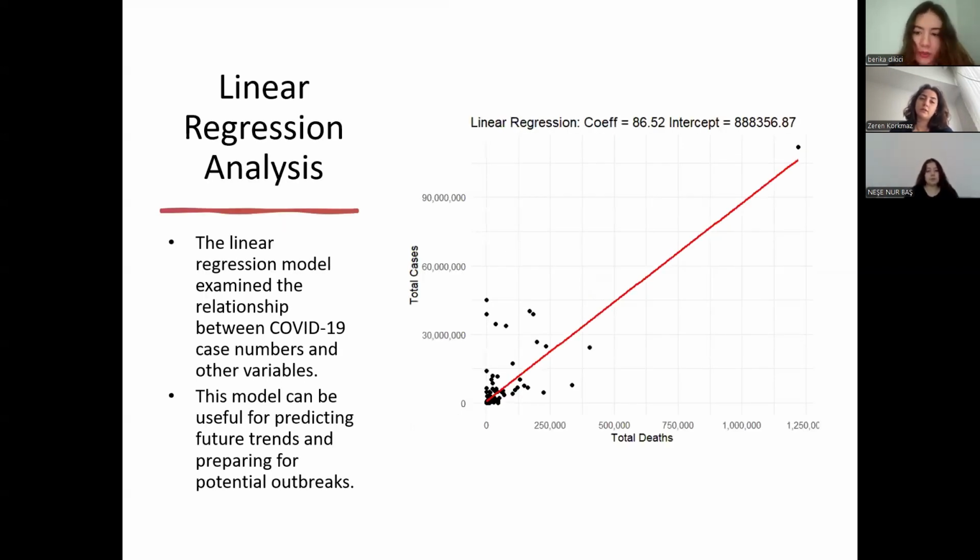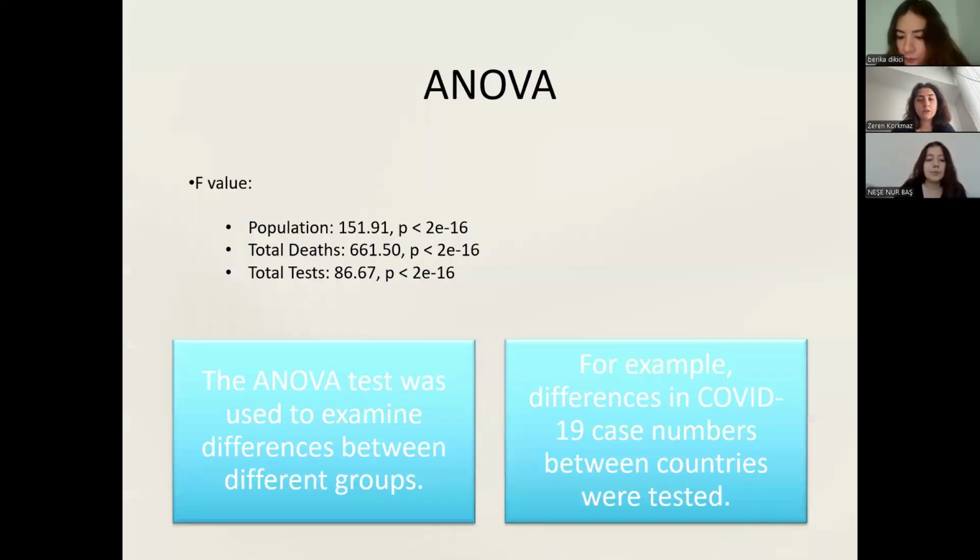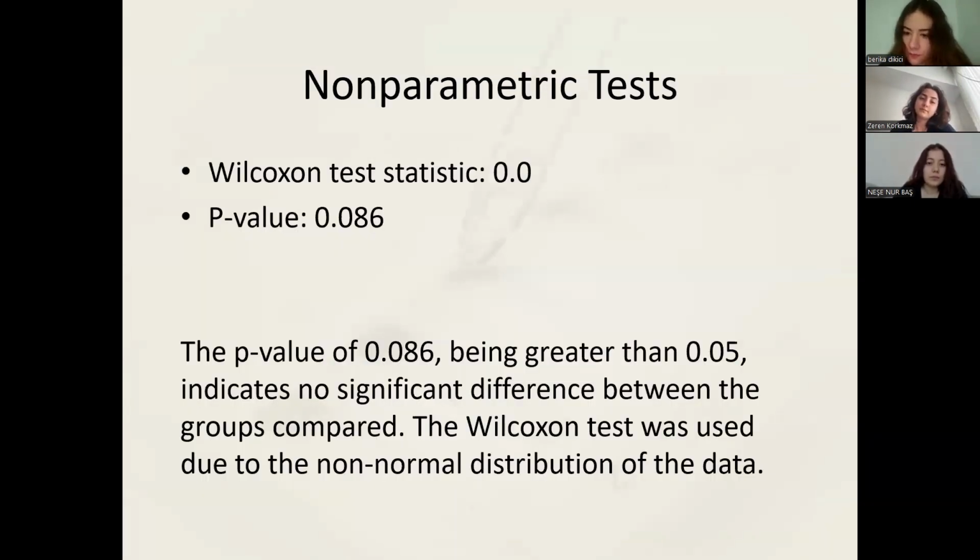And as we keep going, we examine the relationship between dependent and independent variables by creating a linear regression model. This analysis helped us see the relationship between COVID-19 case numbers and deaths. We used the ANOVA test to examine differences between groups. With this analysis, we understood the differences in the number of cases between countries. For example, we saw whether there are statistically significant differences between the number of COVID-19 cases in different countries.